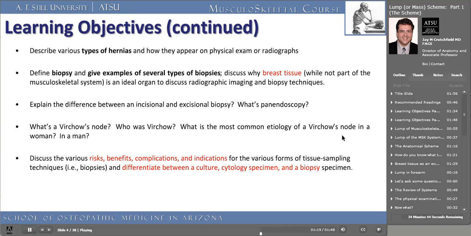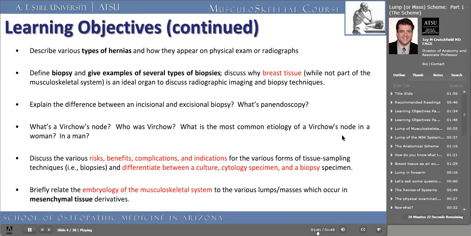You should discuss the various risks, benefits, and common complications and indications for the various forms of tissue sampling techniques. In addition, differentiate between culture, cytology specimens, histology, and open excisional biopsy specimens. And if that weren't enough, relate the embryology of the musculoskeletal system to the anatomy of the various lumps or masses which occur in mesenchymal tissue derivatives.